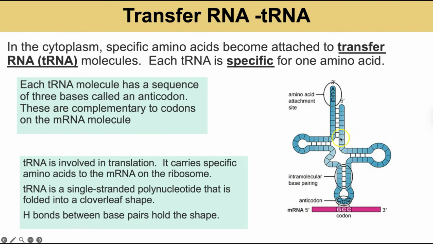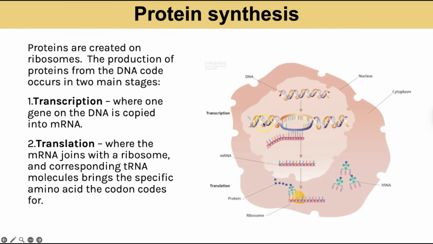It's still single-stranded, it's folded to create what's known as a clover leaf shape. And those bases, as they're folded, will form hydrogen bonds, and that's what holds it in this structure. Now, I did say we talk about rRNA. That actually mainly comes up in topic 1. With rRNA, you just need to know that it combines with proteins to make ribosomes. So let's move on to protein synthesis.